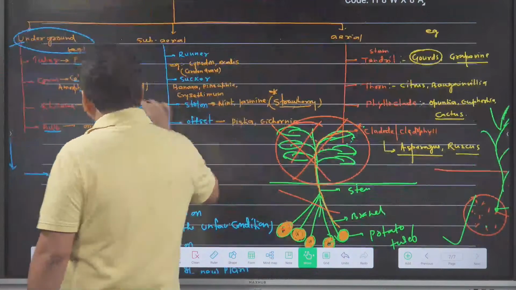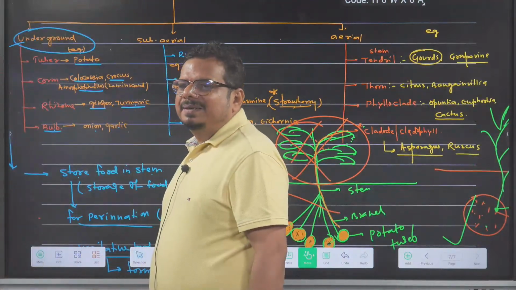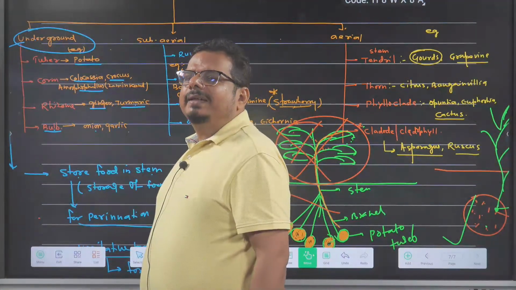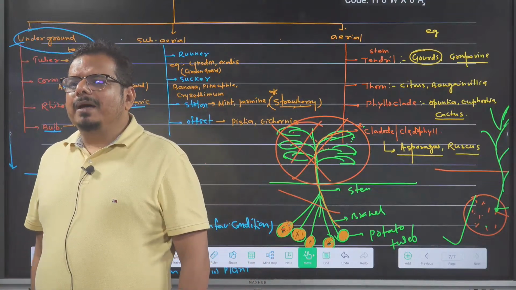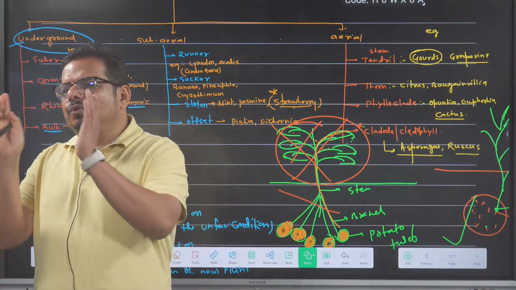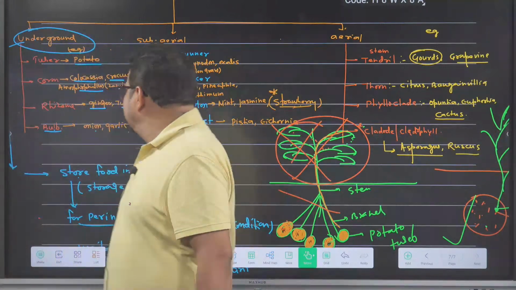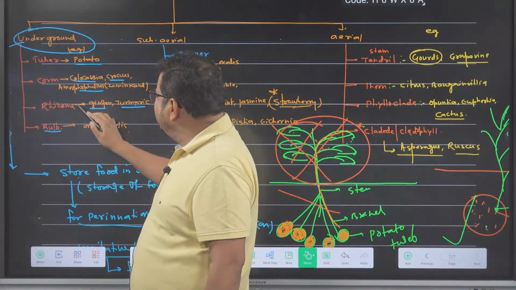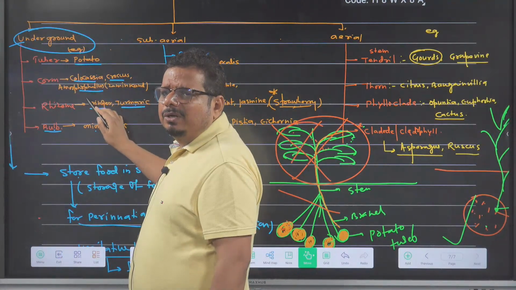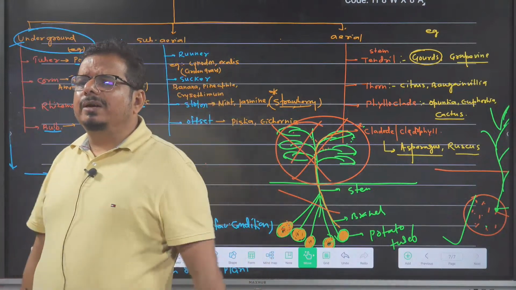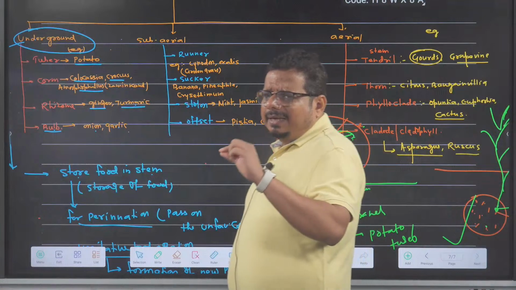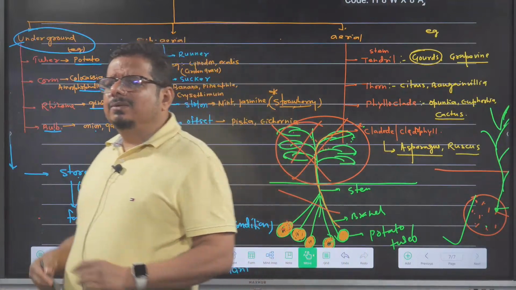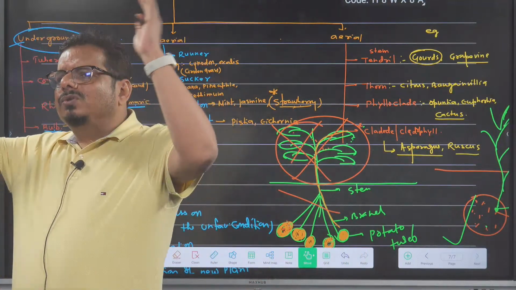What is the purpose of these underground modifications? Purpose is perennation, to pass through the unfavorable condition. And how do they pass through the unfavorable condition? When they store the food. That is the reason they are storing the food. When favorable condition does not come, I will survive based on that food. And when the good environment comes, they arise as axillary buds from their nodes, and these axillary buds give rise to new plants.